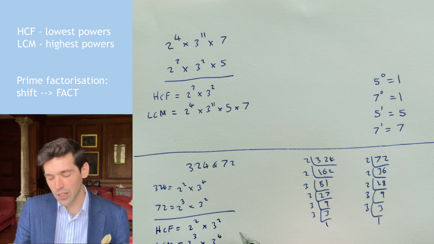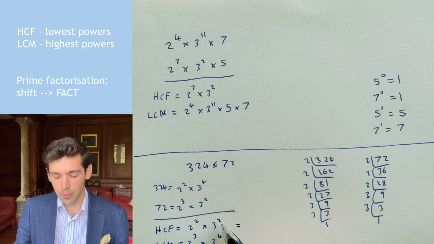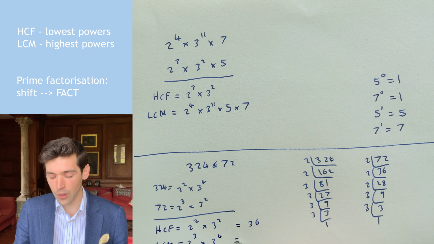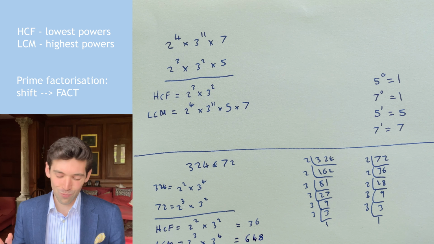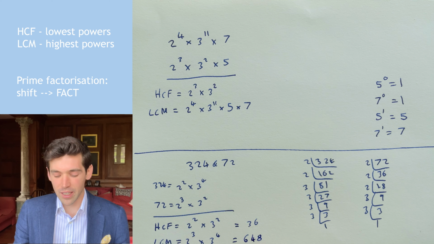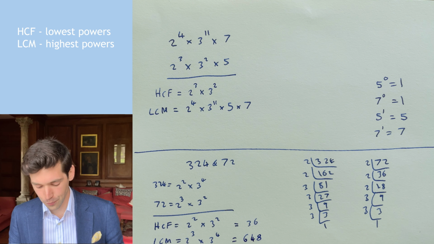Now, in this case, you could actually work out what the number is. That's 4 times 9, so that's 36. This is 8 times 81. Actually, that's a little bit harder, but whatever it is, 648, something like that. Not particularly interesting. I think generally it doesn't matter if you leave it like this or this.